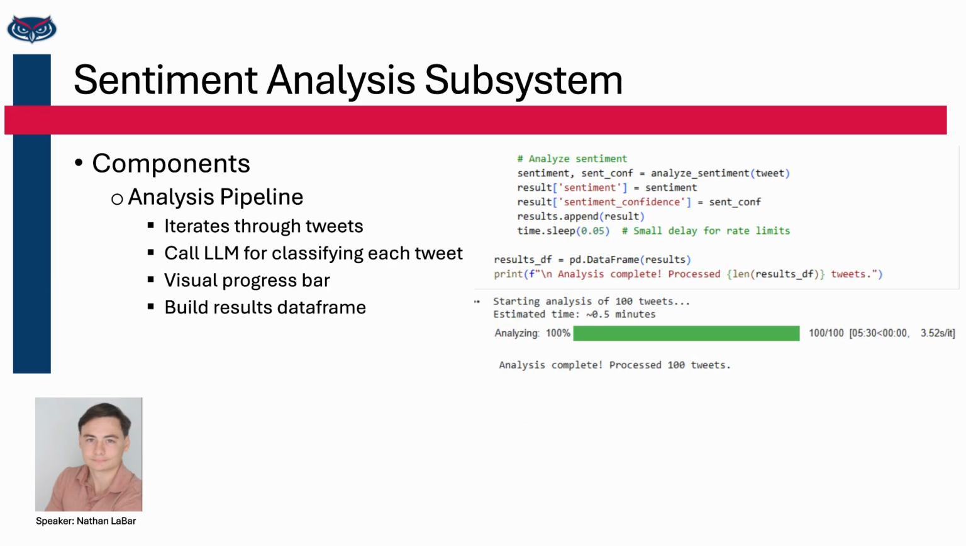The analysis pipeline ties everything together. It loops through each tweet in the dataset, calls the LLM to classify sentiment, and tracks processing with a progress bar the user can monitor. As the classifications come back, we store them in a results data frame. This data frame becomes the main output for both visualizations and further subsystems.